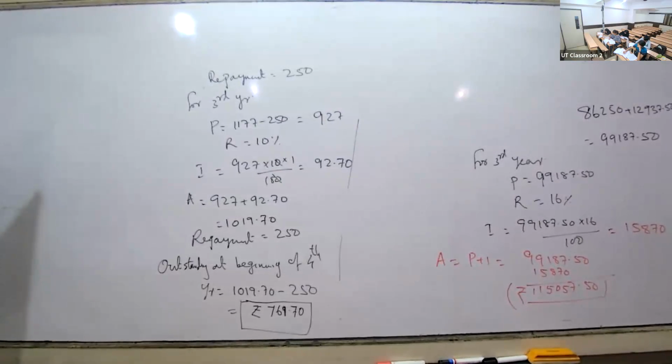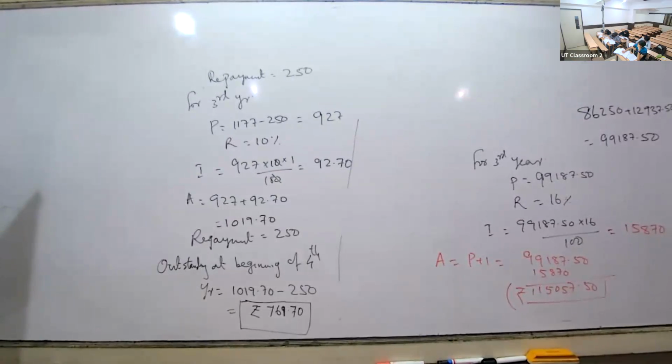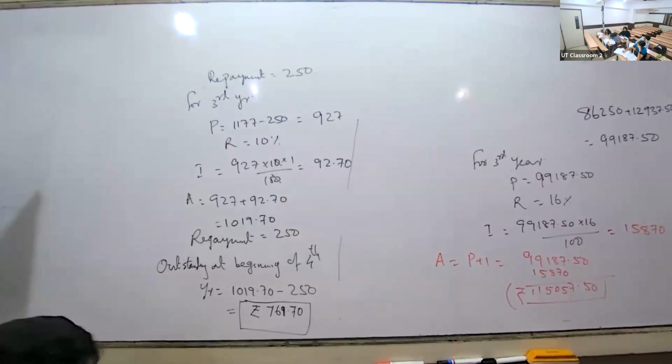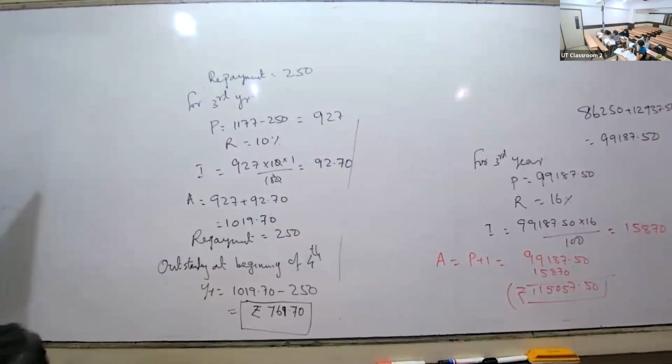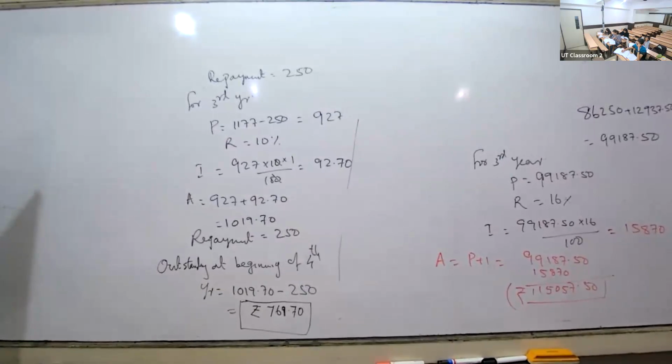P is 18,000. R is equal to 10% per annum. T is equal to 1 by 2. So I is equal to PRT upon 100. So what will you get here? 18,000 into 10 into 1 by 2 upon 100. That is 900. So cancellation done.